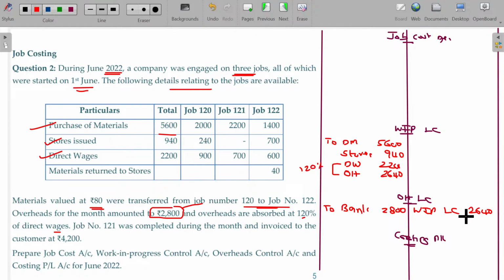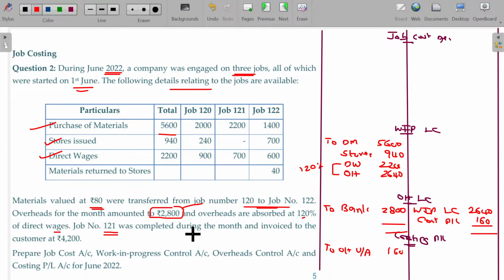What does it mean? Under absorption. The difference between these two is the under absorption, transferred to the P&L account. Directly you can transfer to the costing P&L account. How do we treat the under or over absorption? It can be adjusted to the product, or it is transferable to the P&L account. So here this 160 can be transferred to the P&L account, usually to overhead under absorbed 160.